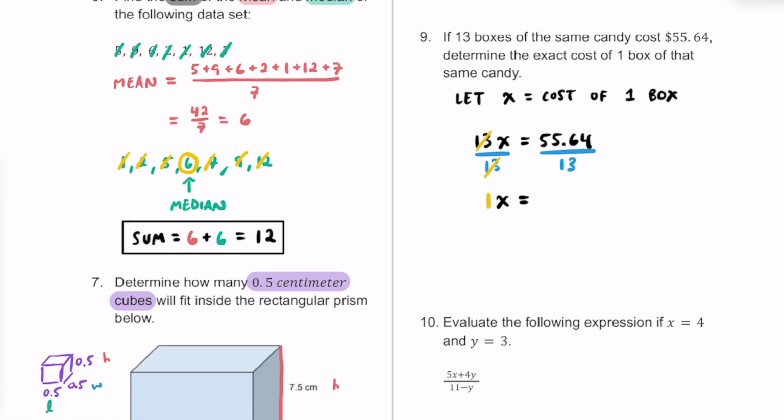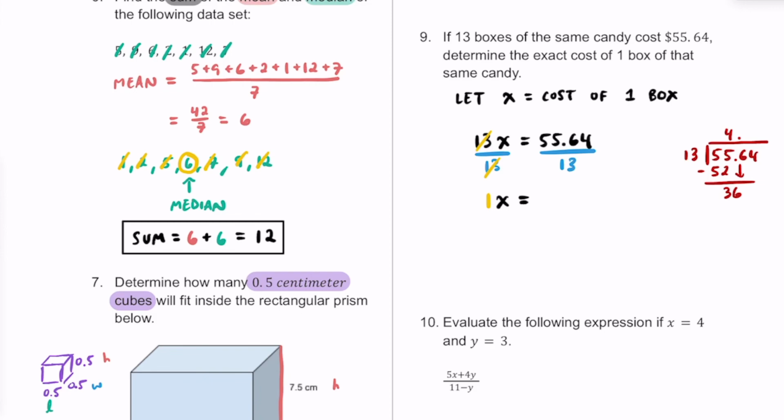And on the right side, we have to do some division here. So let's go ahead and do some division on the side. We have 55.64 and divide this by 13. Now 13 won't fit into 5, but it does fit into 55 4 times. 4 times 13 is 52. 55 minus 52 is going to be 3. Let's go ahead and bring down the 6.